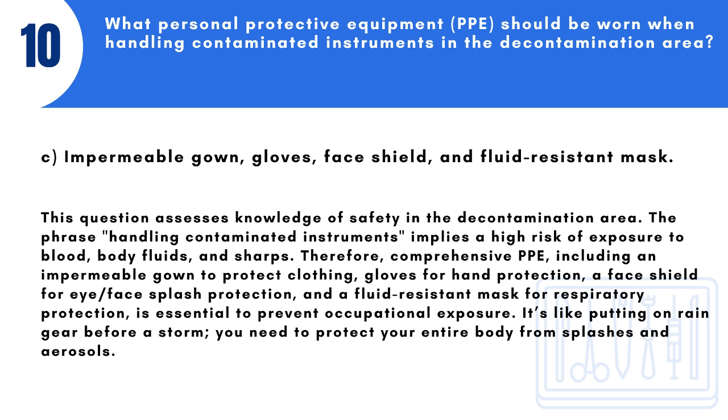Answer: C. Impermeable gown, gloves, face shield, and fluid-resistant mask. This question assesses knowledge of safety in the decontamination area. The phrase handling contaminated instruments implies a high risk of exposure to blood, body fluids, and sharps. Therefore, comprehensive PPE, including an impermeable gown to protect clothing, gloves for hand protection, a face shield for eye/face splash protection, and a fluid-resistant mask for respiratory protection, is essential to prevent occupational exposure. It's like putting on rain gear before a storm. You need to protect your entire body from splashes and aerosols.